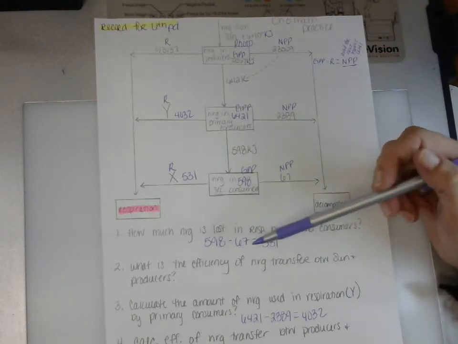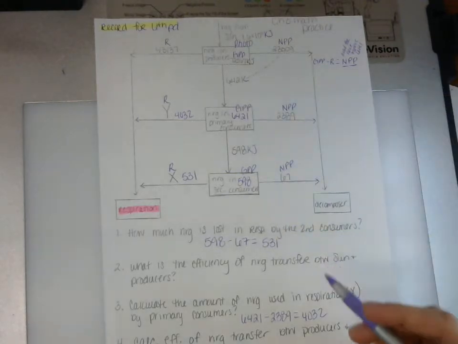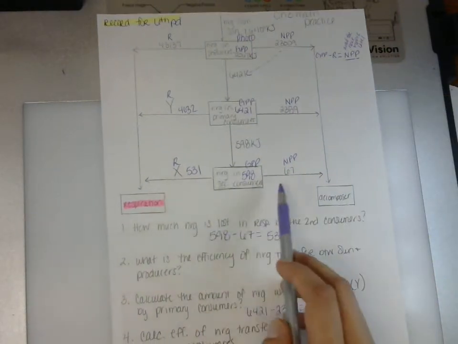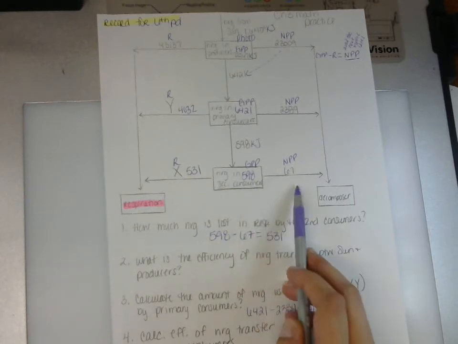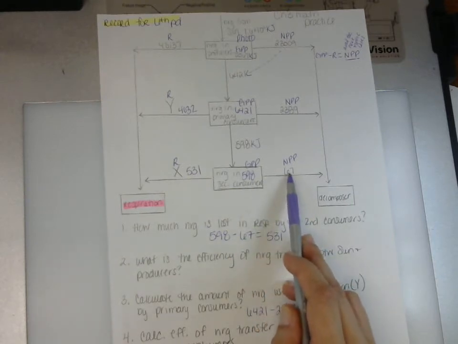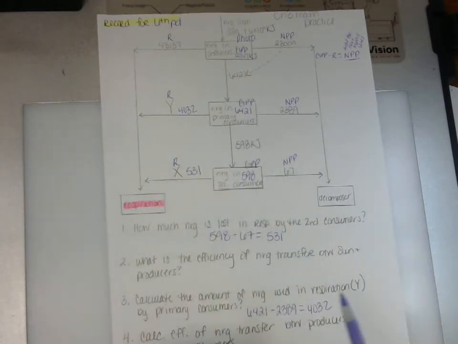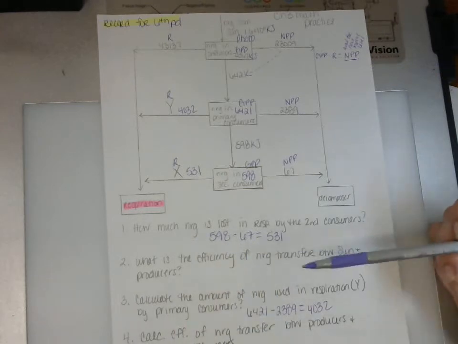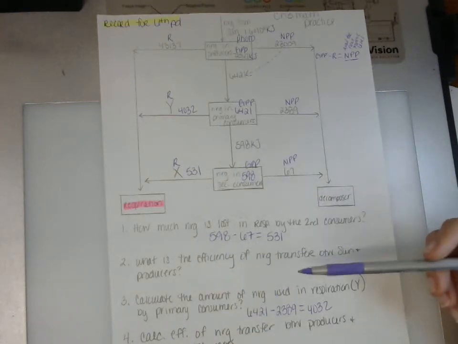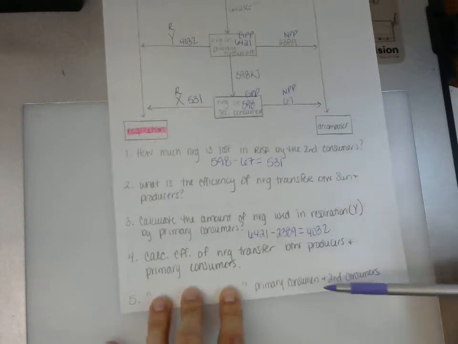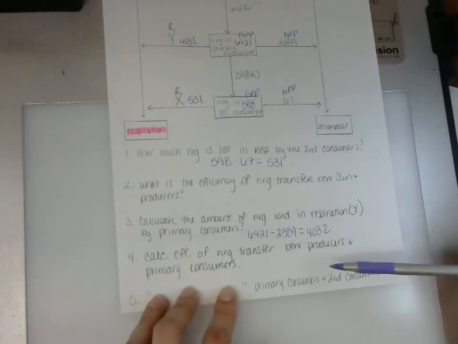So when we calculated number 1, we wanted to see respiration, which was X. We knew they had 598, and we knew that 67 was left over for the next trophic level. So we needed to know what they respired. So we took 598, subtracted 67, got 531. Okay, we did the same thing on number 3 for the respiration between primary consumers.